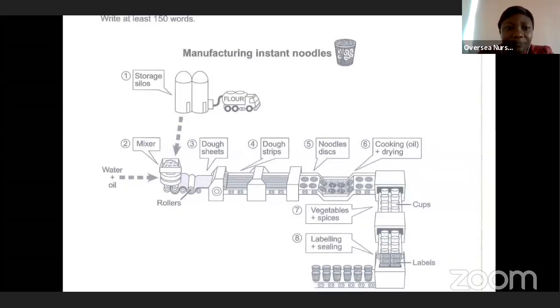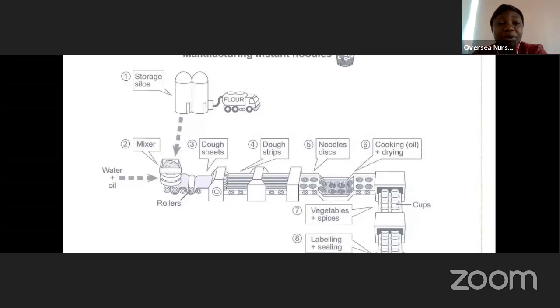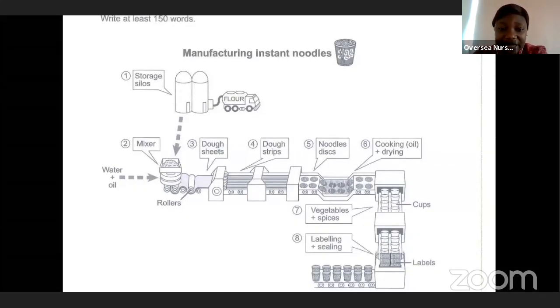Okay, so we have 8 labeled stages in all. Now, based on this, we can divide it into 2, beginning from the first stage to the 4th stage. That will make our first paragraph. Then the 5th to the 8th will make our last paragraph. We'll make the second paragraph, or the 3rd paragraph if we are including the overall statement.